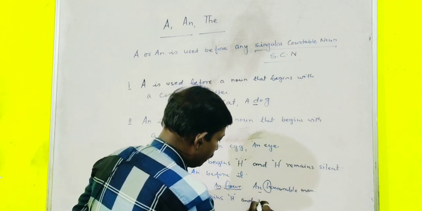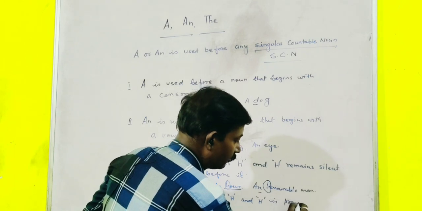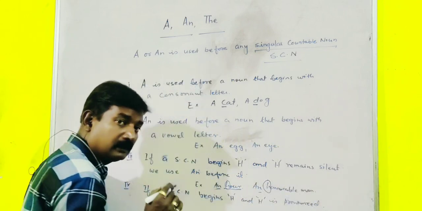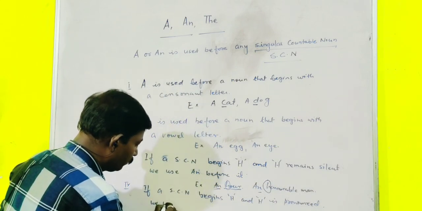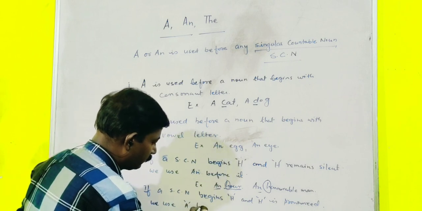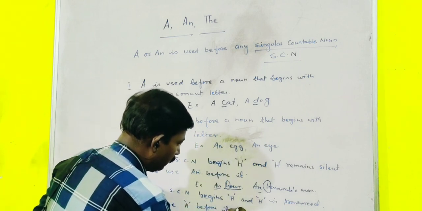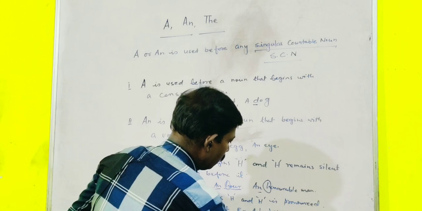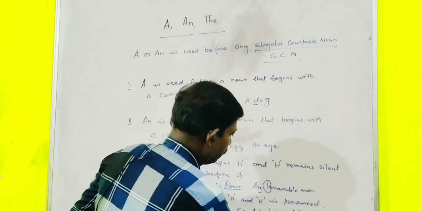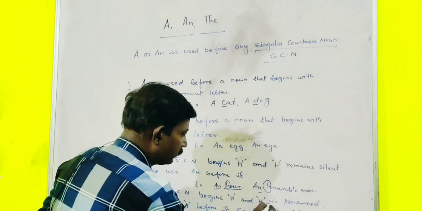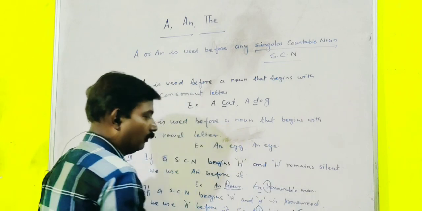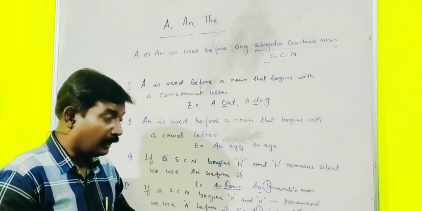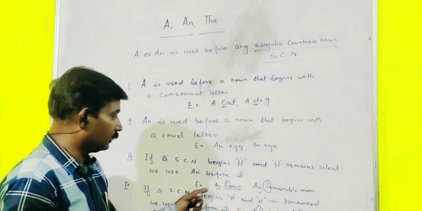H and H is pronounced. It is pronounced, it doesn't remain silent, but it is pronounced. In that case, we use a before it. Example, a hospital or a horse. Look at this. Here I am pronouncing H and I am writing also. Here what was happening? I was writing H but I was not pronouncing. But here I am writing but pronouncing also. So these are the 4 points.